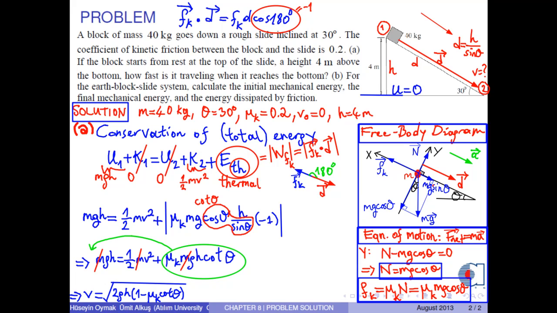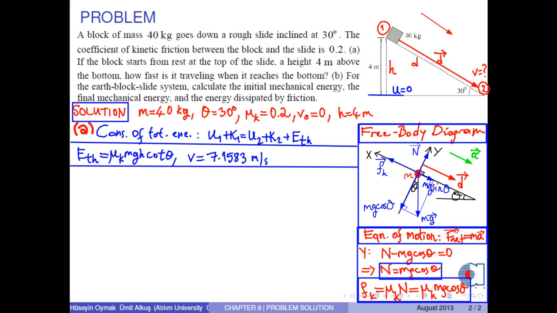If we substitute the corresponding numerical values into this equation, we obtain 7.1583 meters per second, which is approximately 7.16 meters per second in 3 digits.